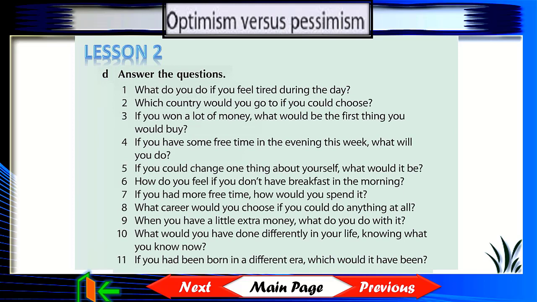So here you have some examples. What do you do if you feel tired during the day? You say, if I feel tired during the day, I rest, or I will rest. Which country would you go to if you could choose? The question is in the second conditional. If I could choose a country, I would travel to Canada. If you won a lot of money, what would be the first thing you would buy? If I won a lot of money, I would buy so-and-so.